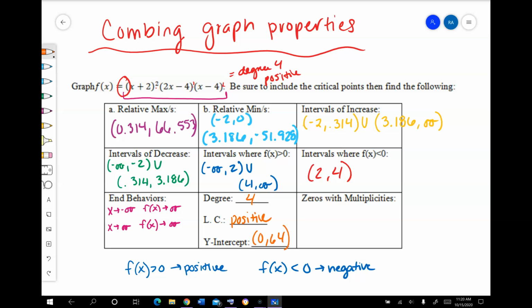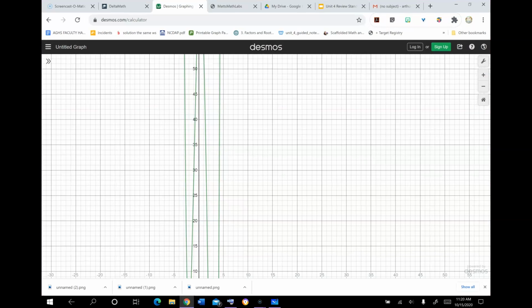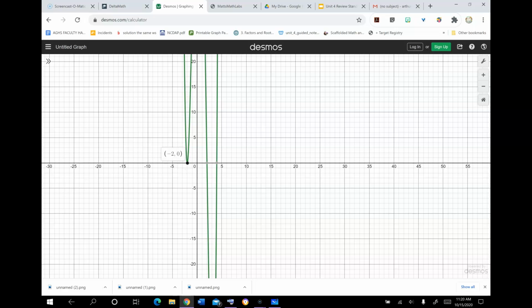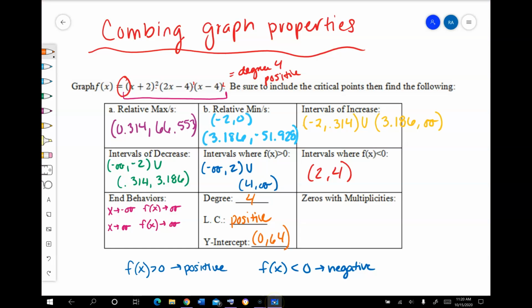Next, I want the zeros with the multiplicities. So the multiplicities: if it touches, it's a 2. If it crosses, it's 1. Okay? So when I go back, look at the zeros. I have a zero at -2. It touches, so that's a multiplicity of 2. So x equals -2. I'm trying to make it pretty for you guys. You know how I do. So when x equals -2, it has a multiplicity of 2 because it touches.